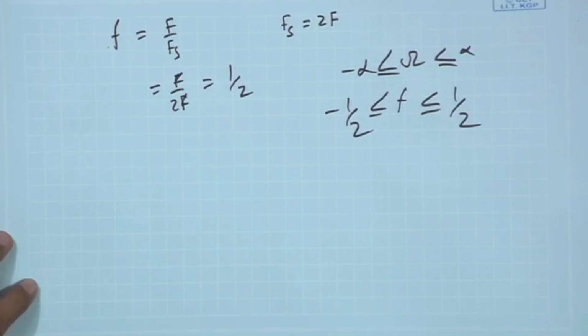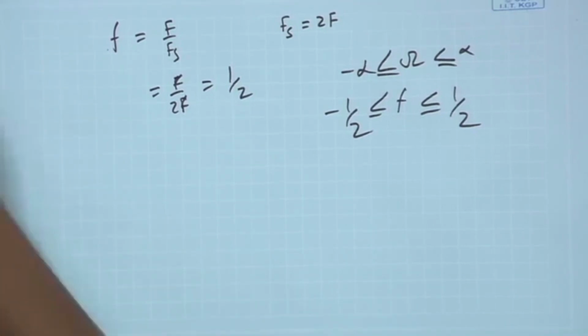Okay. Minus half to plus half. So, if I say that 2 pi capital F is the analog frequency, this capital omega is for a continuous signal, in radian per second, and this small omega is radian per sample. So, this can vary from minus infinity to plus infinity. So, this frequency also can vary from minus infinity to plus infinity, but small f can vary only minus half to plus half.